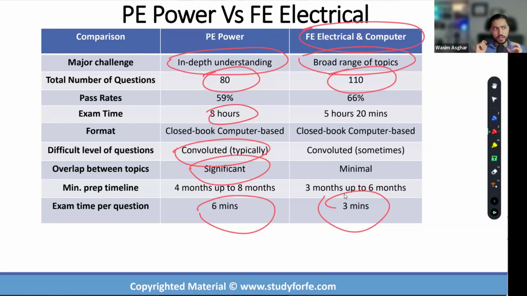Okay. So what we need to do is from the get-go, I tell my students who are in my PE Power program that listen, I am going to be deep diving into every concept, right? And I want to let you know upfront that there will be topics that we will discuss at length, in detail, in depth, okay? Because they are hinted at in the exam specification, but not mentioned in the reference handbook.